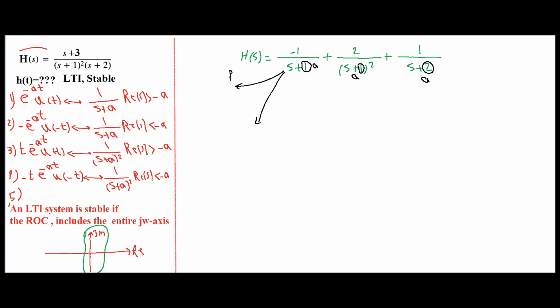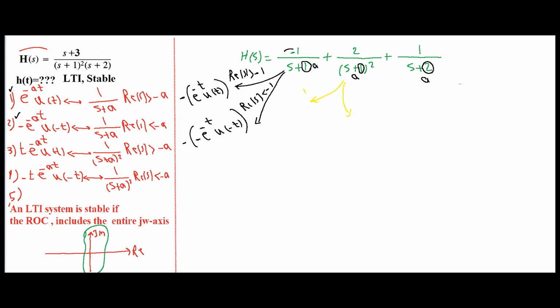For the first fraction, as mentioned, it corresponds to points 1 and 2. Therefore, with the coefficient minus 1, if real s is greater than minus 1, the inverse Laplace transform is minus e to the power of minus t u(t). If real s is less than minus 1, the inverse Laplace transform becomes e to the power of minus t u(minus t). The second fraction corresponds to points 3 and 4.